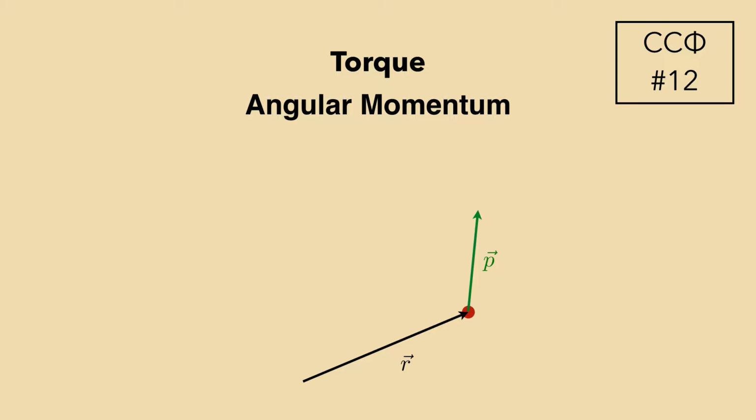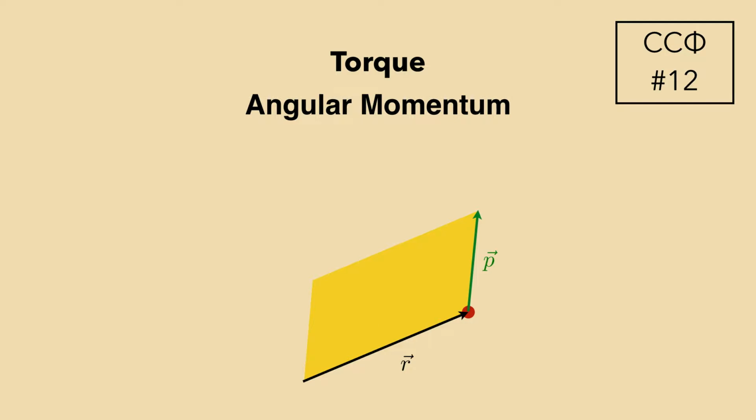Angular momentum is the one quantity that describes circular motion just as momentum describes linear motion. It is a conserved quantity, and we've seen something very similar, something very close to a proof in an earlier episode on uniform circular motion.